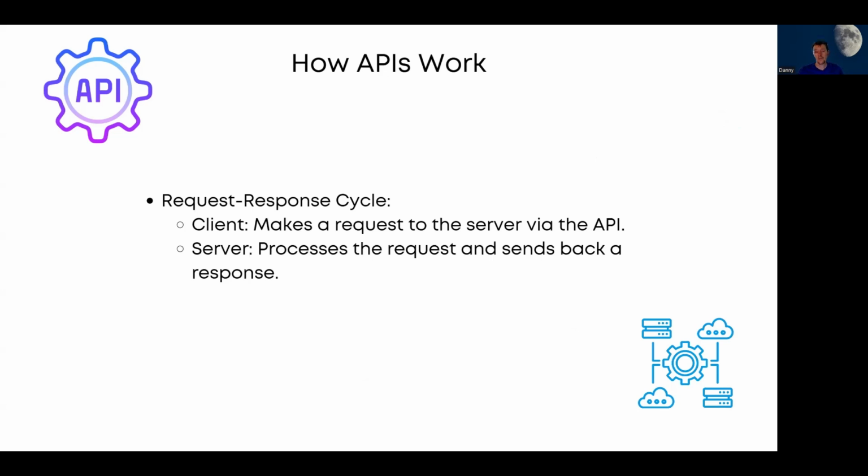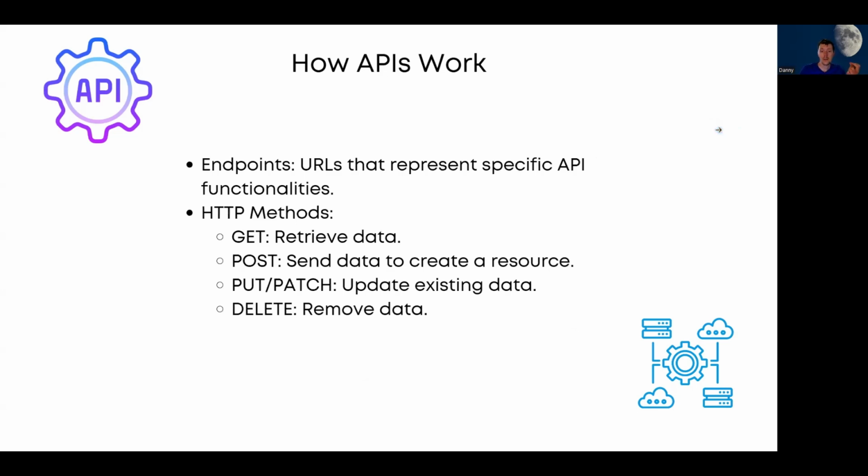So when APIs work, you have the request-response cycle. The client makes a request to the server via the API. The server processes the request and sends back a response. There are endpoints, URLs that represent specific API functionalities. And then we have the HTTP methods. You have get for retrieving data, post to send data to create a resource, put or patch for updating existing data, and delete, which is removing data. Normally with APIs, you're going to integrate into projects. You're probably going to be using get the most because you're probably trying to retrieve some resource to integrate into your project.